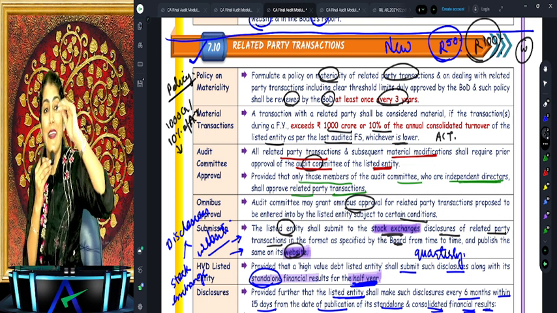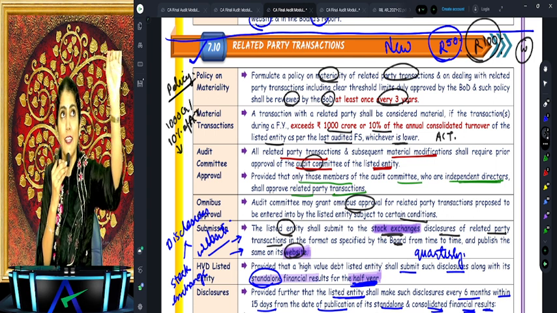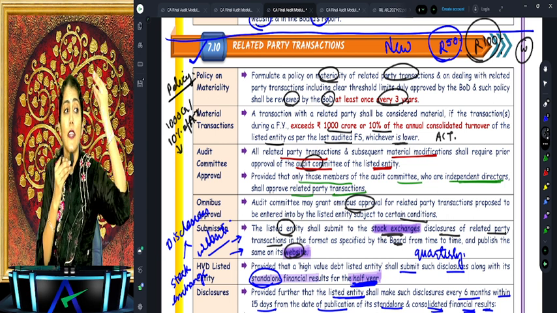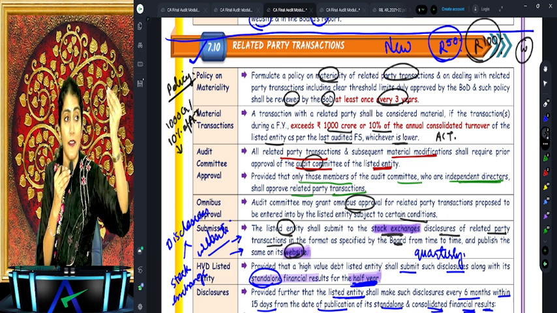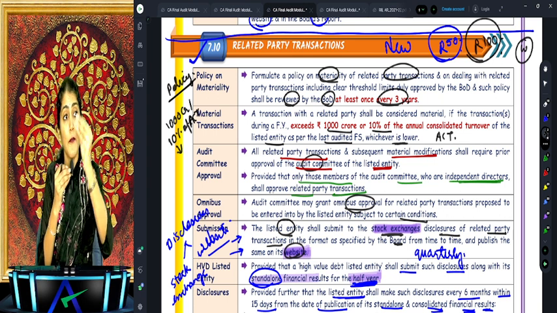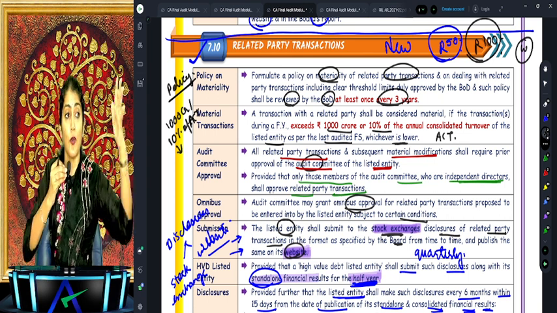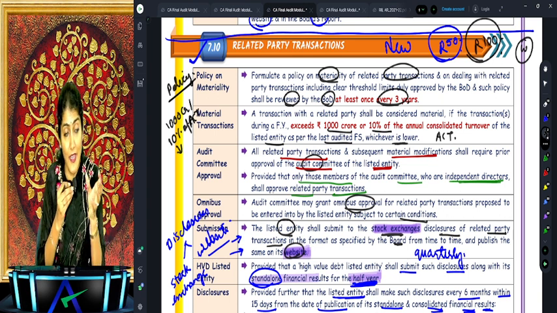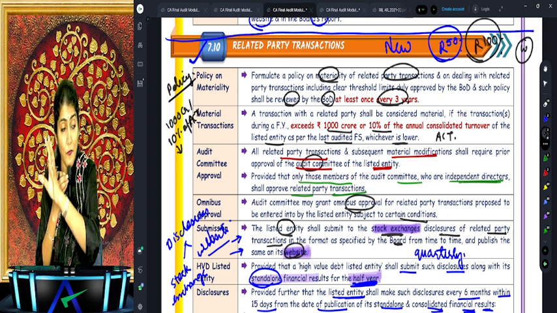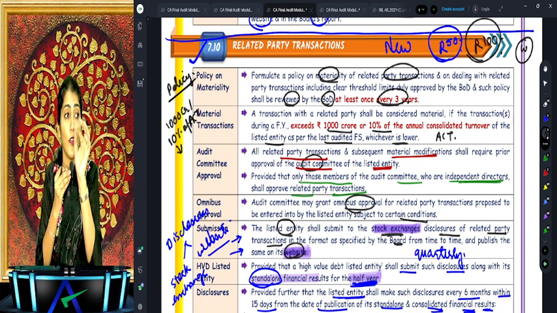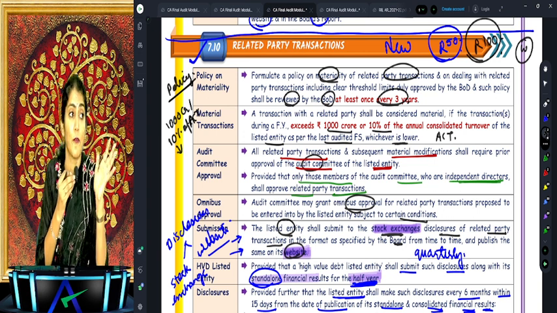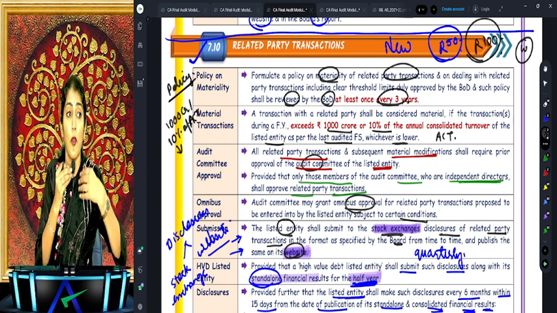Okay. Right. So, one, the listed entity should have a policy for determining the material related party transaction. A transaction with a related party is considered to be material if it exceeds 1000 crore or 10% of the annual consolidated turnover, whichever is lower. Are you understanding that? Then all related party transactions and the subsequent modifications require the prior approval of the audit committee. In the audit committee, only the independent directors have to give the approval. For certain related party transactions, the audit committee may give the omnibus approval.